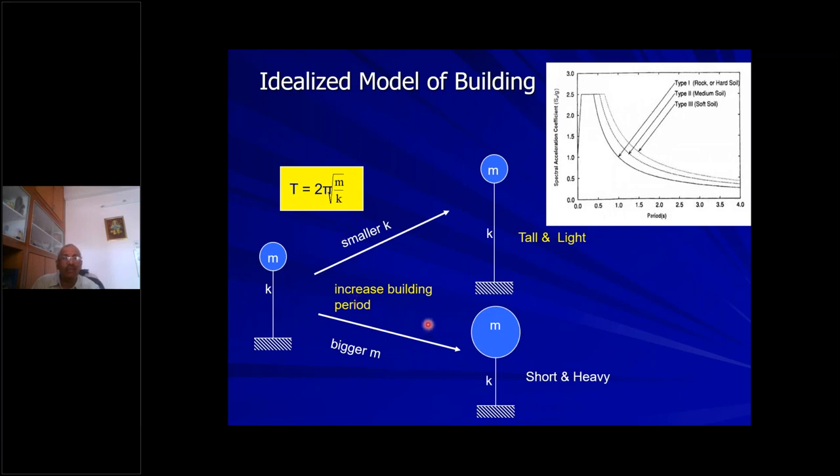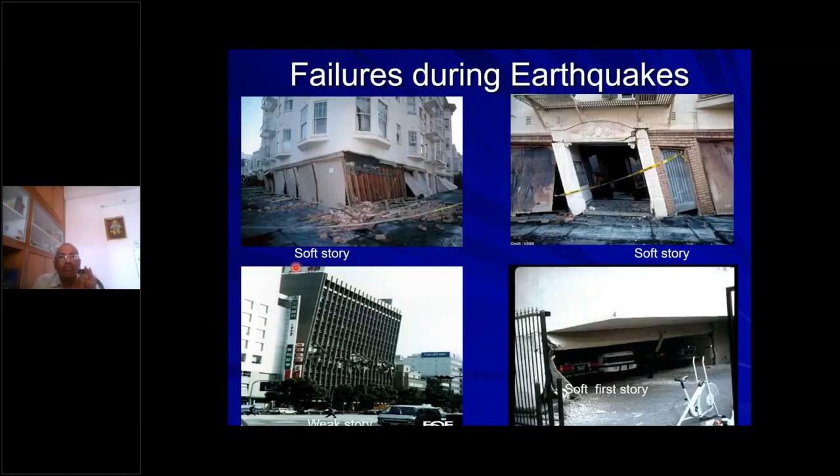Either you can use a bigger mass for the same stiffness, which increases the time period of the structure, or for the same mass, you decrease the stiffness, which also increases the time period. So in both ways, we can increase the time period of the building. Okay, there are several effects of earthquakes. I think you might have seen such pictures in earlier presentations.